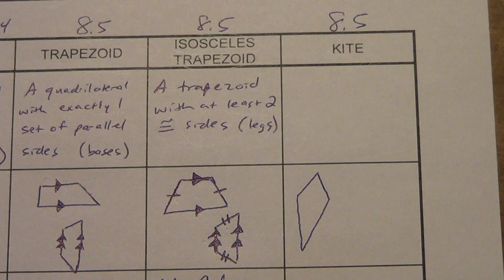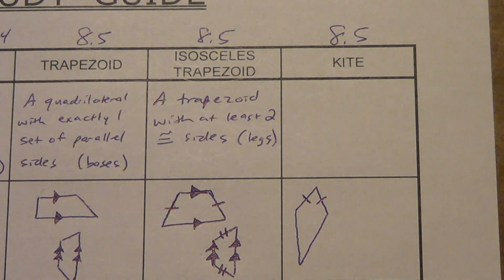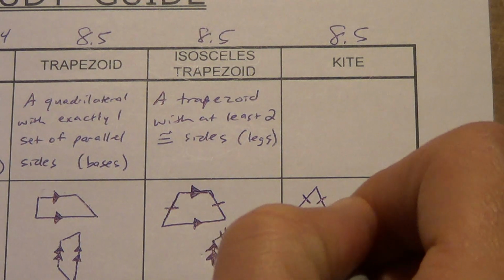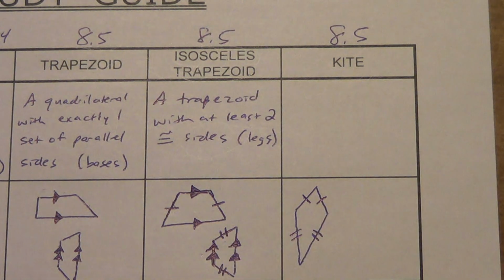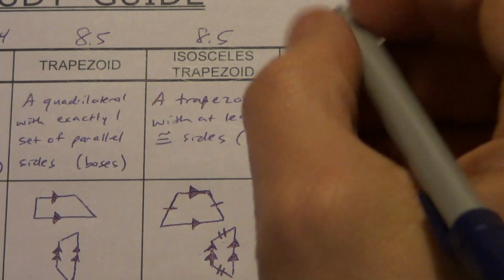Alright, so what's important about it? This side and this side need to be congruent. This side and this side need to be congruent. But you can't have all four equal sides. So, let's go to our definition.